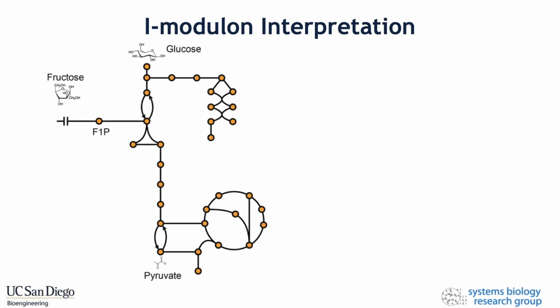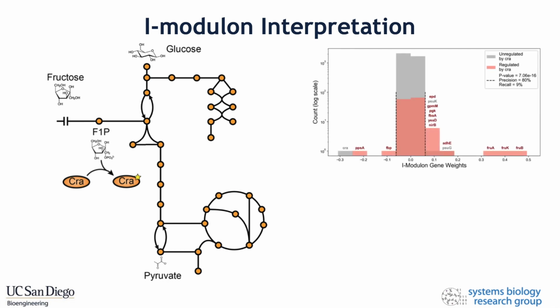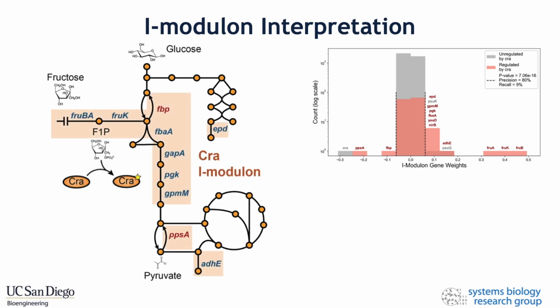CRA is the major regulator of glycolysis in E. coli, and it's activated by fructose 1-phosphate, as you can see here. So this is a network view of glycolysis with glucose at the top and citric acid cycle at the bottom. We found one iModulon that was enriched in genes regulated by CRA. If we map these genes onto glycolysis, we can see there's a pretty good overlap. All of the genes in blue have positive iModulon coefficients, and all the genes in red have negative iModulon gene coefficients. The genes in red are associated with gluconeogenesis, whereas the genes in blue are mostly associated with glycolysis.